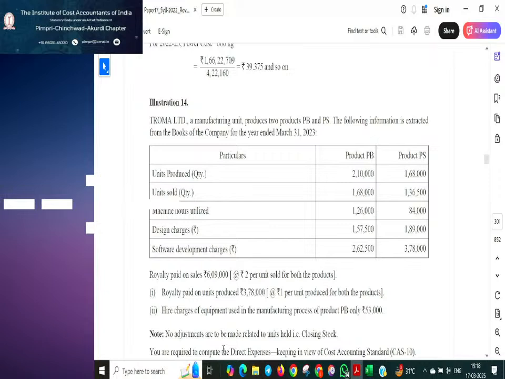Then coming to royalty. When you are going to compute direct expenses, you are going to do product wise. But here they have given royalty paid on sales of 6,09,000. So how much is your sales? 1,68,000 plus 1,36,500. Royalty on sales is 2 rupees per unit sold for both the products. So what you have to do? Units sold 1,68,000 into 2, 1,36,500 into 2 you have to do.